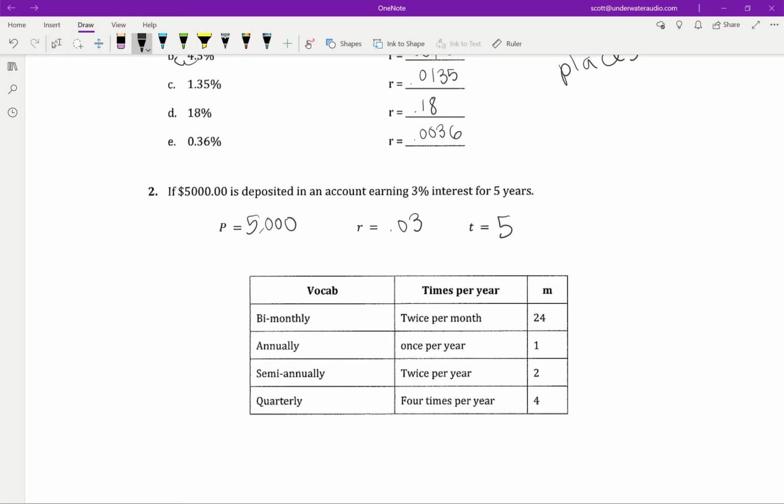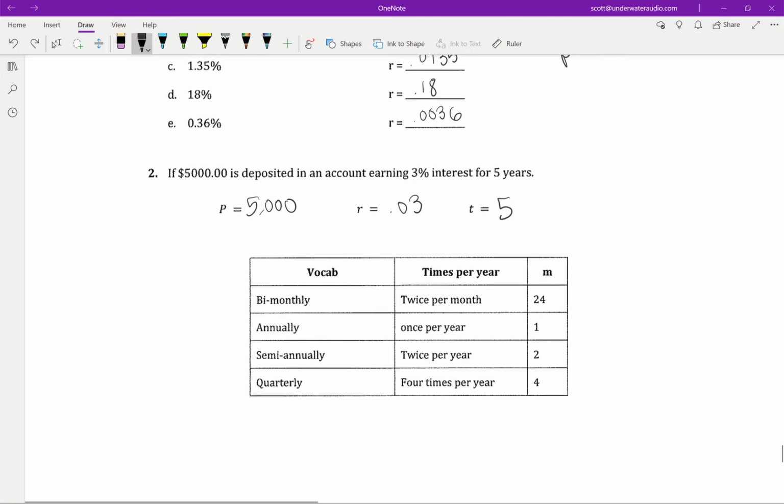So just so that we're all on the same page, bi-monthly means twice per month, and that means that M is 24, because 2 times 12. Annually means once, and M equals 1. Semi-annually means twice, and that means M equals 2. And quarterly is M equals 4.